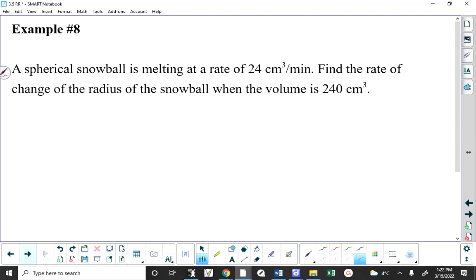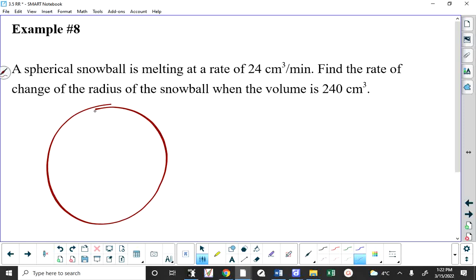Example 8: a spherical snowball is melting at a particular rate. Find the rate of change of the radius. This is where we're really starting to plateau. This is a relatively simple question. It doesn't require much algebraic manipulation. What we have is a snowball, so it's a sphere. I tend to draw a sphere. When I draw a sphere, it looks like a circle, so I do this like there's some kind of shiny surface to it, and you can see some texture.